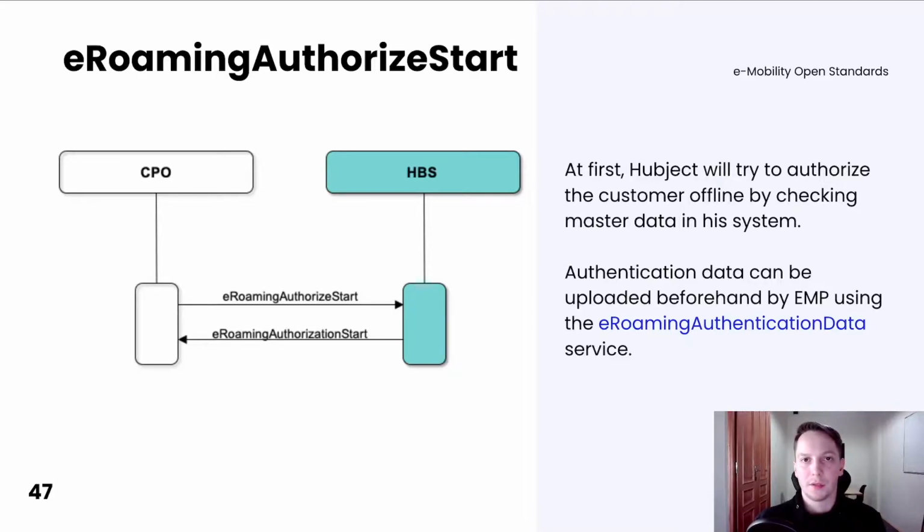The authentication process is not so simple. We may have three different scenarios. At first, Hubject will try to authorize the request in offline mode. In other words, it will check its database for the customer token present in the request and validate if it can start a charging session. If that's true, it will automatically return a positive response to the CPO without any involvement of the EMP. Authentication data needed for that can be uploaded by the EMP beforehand using the eRoaming Authentication Data Service, dedicated only for EMPs.